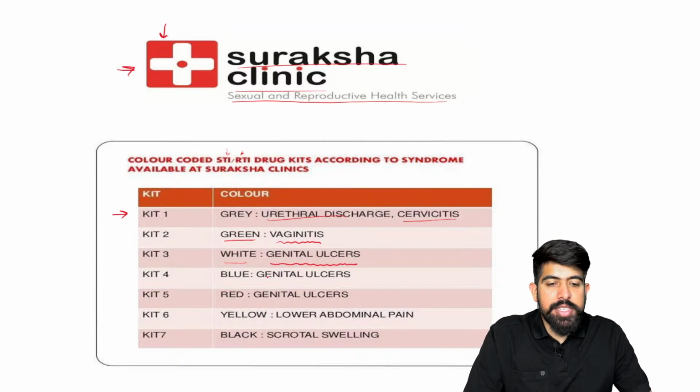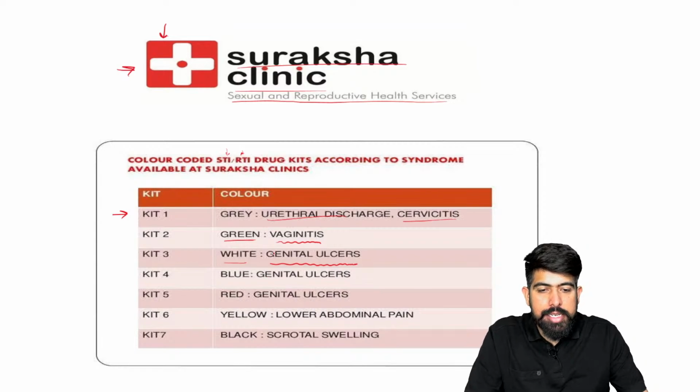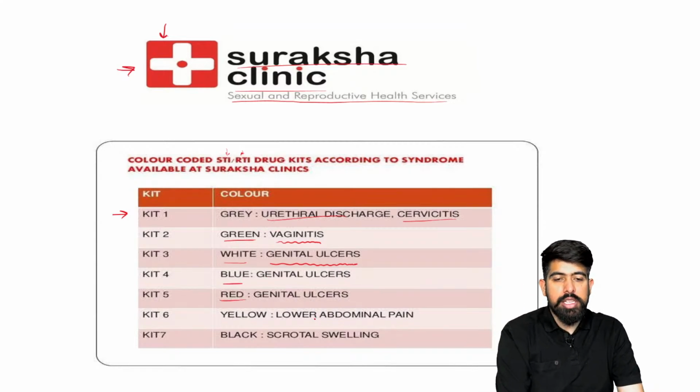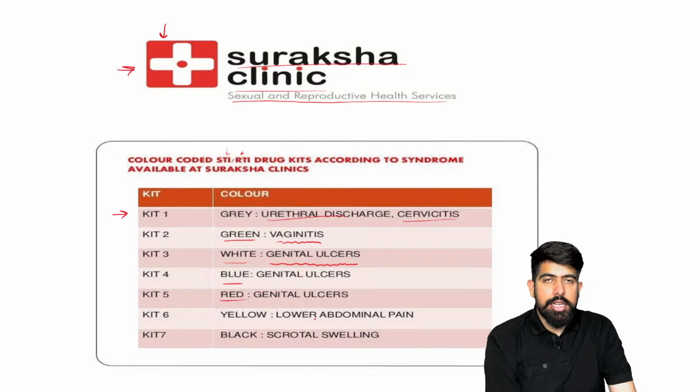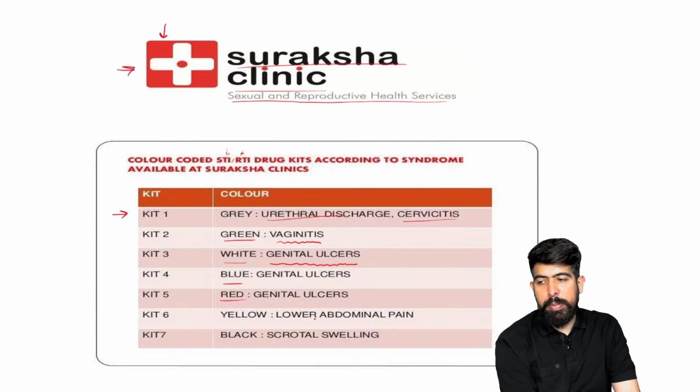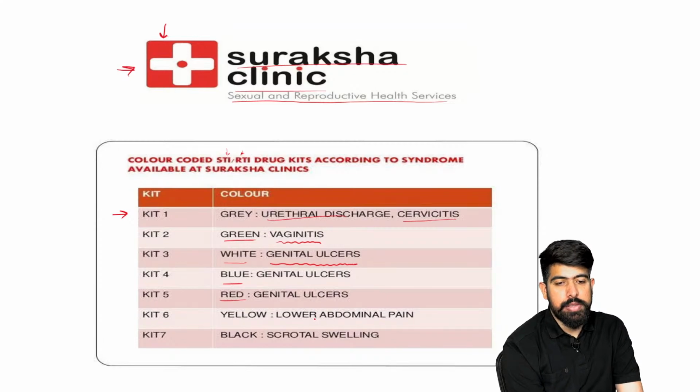Now, there is a difference between the genital ulcers. There are 3 kits here: you can see white, blue, and red. We'll talk about these in brief. If the genital ulcers are non-painful, that is one kit; the second is for painful ulcers, and the third is related to herpes.